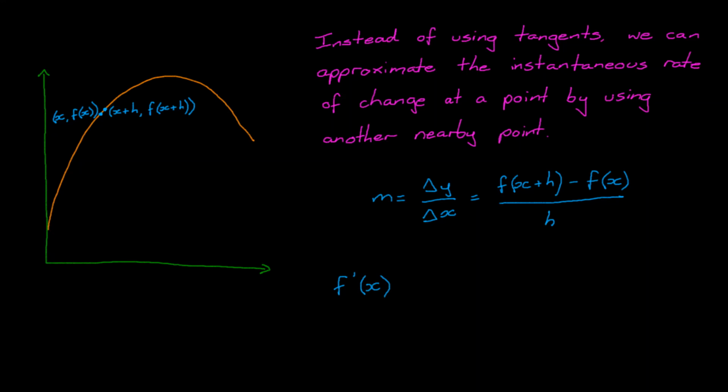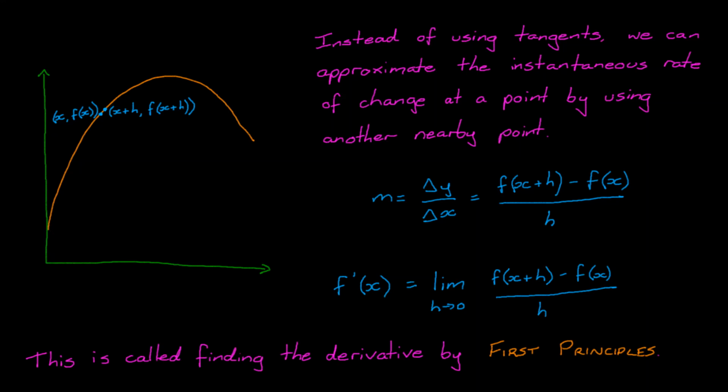So our derivative, f dash x, is going to be equal to the limit as the distance between those points vanishes, as h approaches 0, of that gradient that we had before. So f of x plus h minus f of x, divided by h. And this is called finding the derivative by first principles.